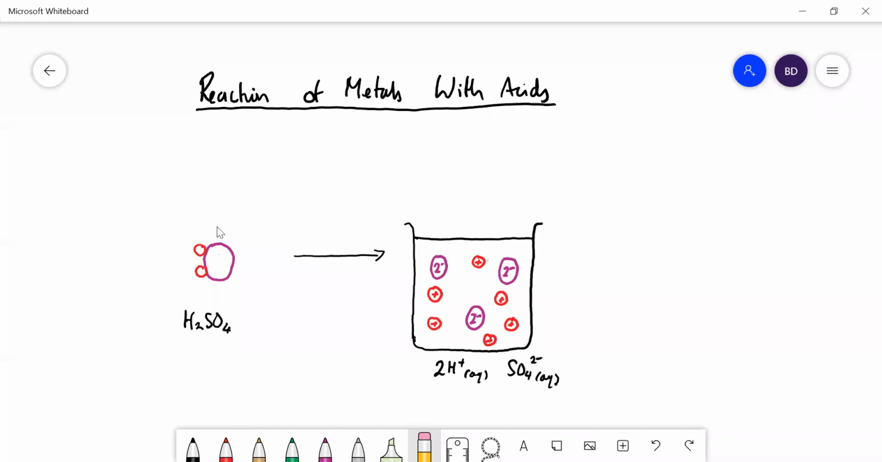We're going to see how metals react with acids. Okay, so we've got sulfuric acid. Now remember, the definition of an acid is a substance which gives H plus ions when you dissolve it in water.